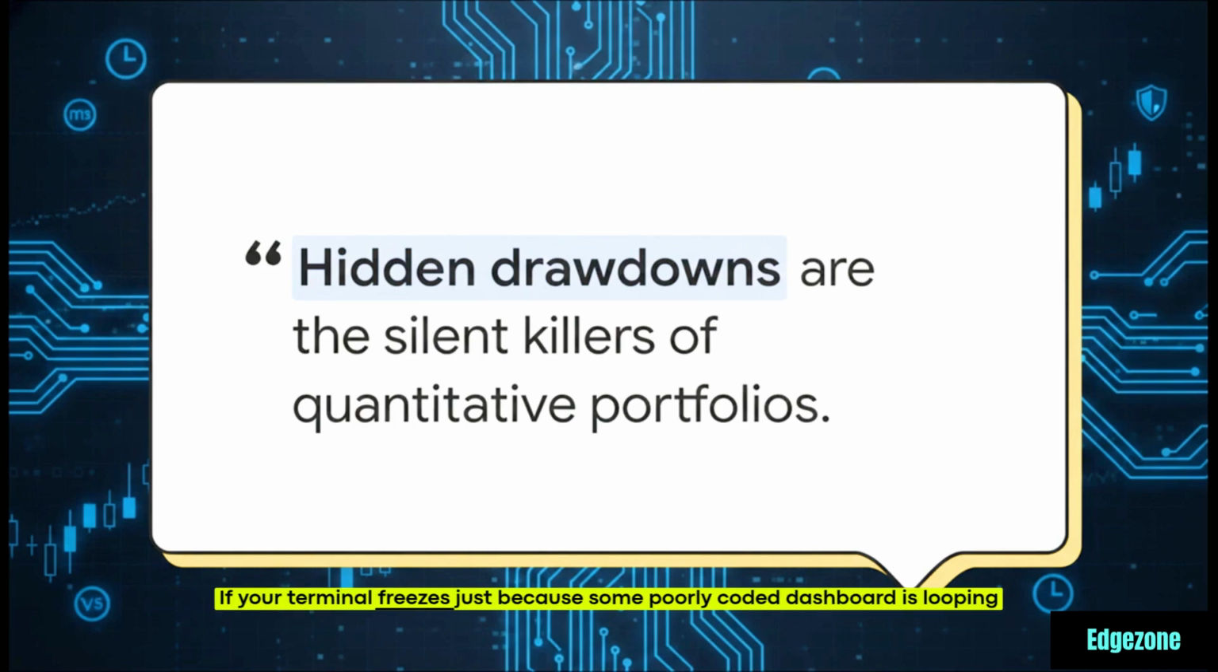If your terminal freezes just because some poorly coded dashboard is looping through thousands of trade history records on every tick, you lose money. It's that simple. Lagging MT5 tabs and fragmented trade history spell absolute disaster for your capital. You need absolute, razor-sharp precision, not a clunky dashboard that's going to crash your execution environment.